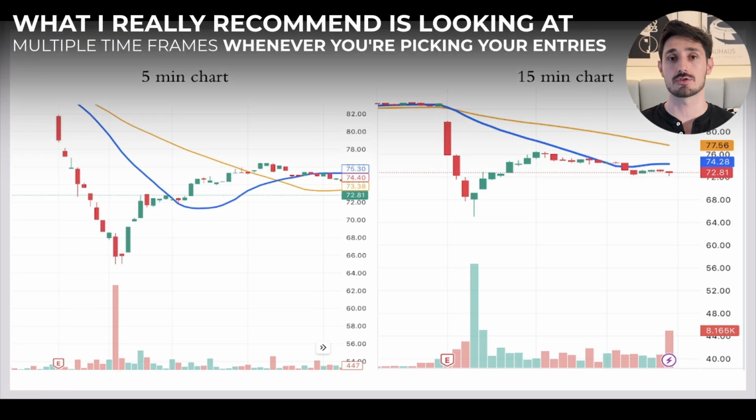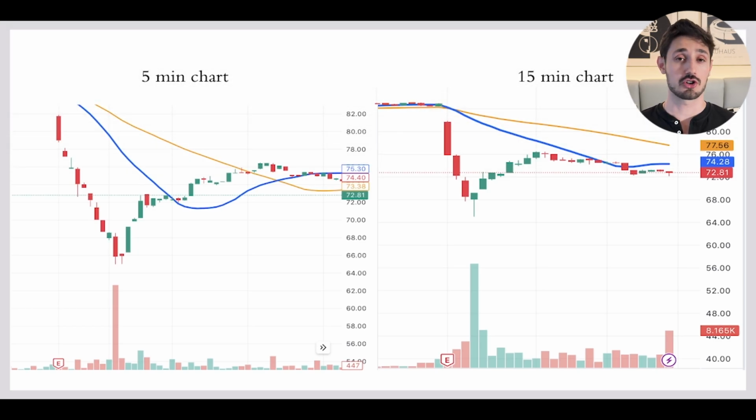What I really recommend is looking at multiple time frames whenever you're picking your entries. We're gonna look at some examples of that right now. In terms of what time frames I use to look for entries, I'm using the 1 minute, the 2 minute, 5 minute, and the 15. But if I had to say, I only use the 1 and the 2 if I'm being extremely aggressive.